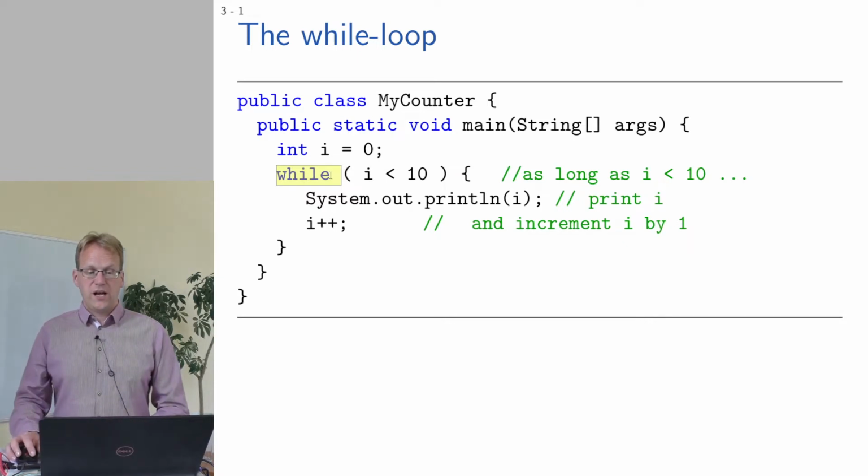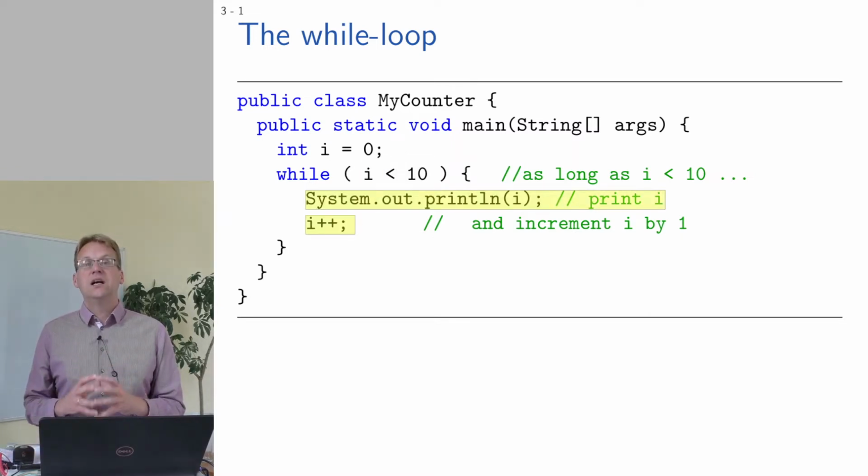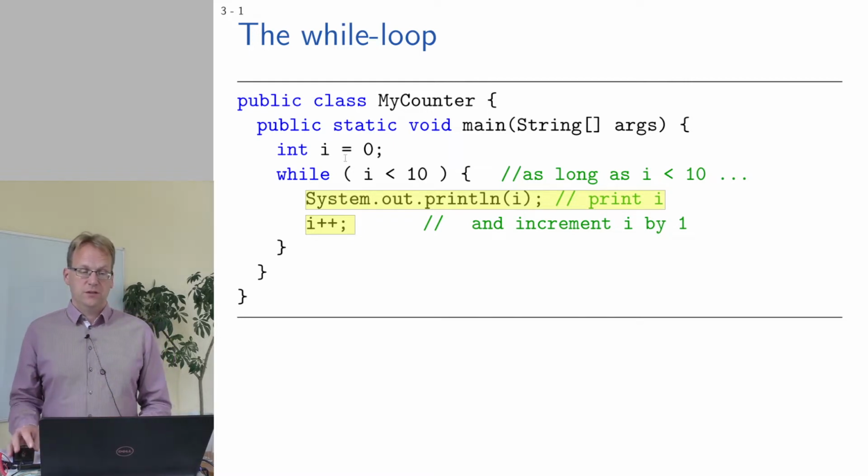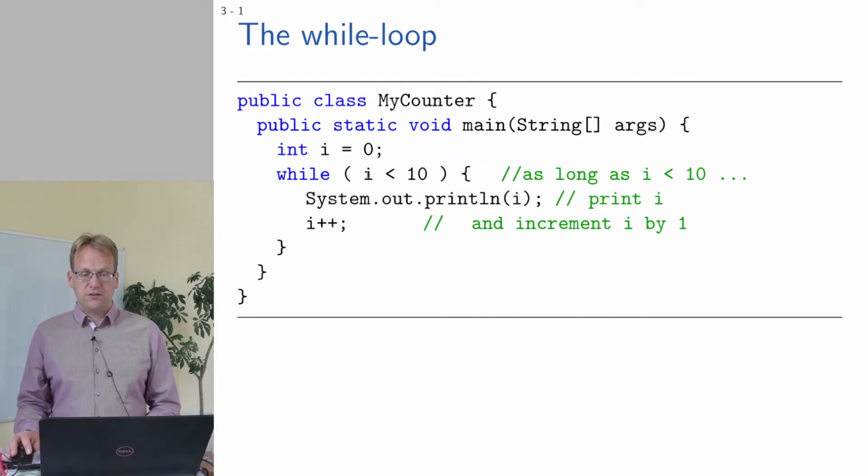You're saying while, then in round brackets there is a certain condition. This is an expression that is evaluated to true or false. And as long as this expression evaluates to true, the code within these curly brackets is executed repeatedly. Yes, so we go here to this while loop. Okay, I has value 0. For sure that's less than 10. Therefore, these 2 lines will be executed.